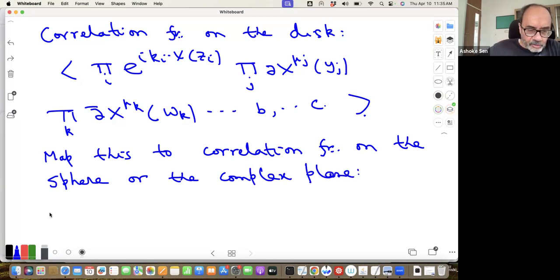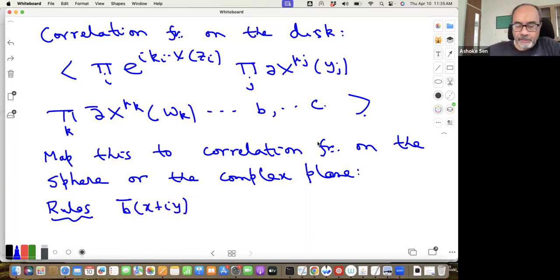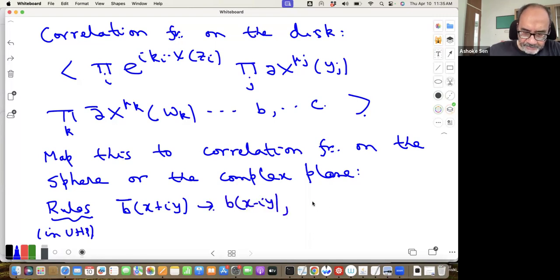Okay. And the rules are that we can replace B bar of x plus iy, because it was in the upper half plane, to the complex plane. So we are working in the upper half plane. We replace B bar of x plus iy by B of x minus iy, C bar of x plus iy by C of x minus iy.